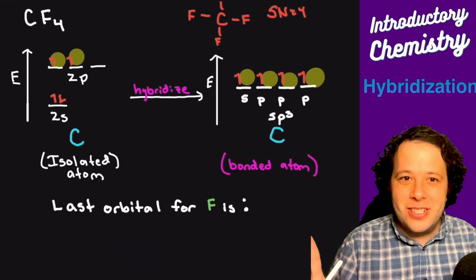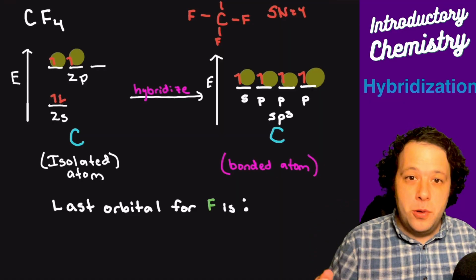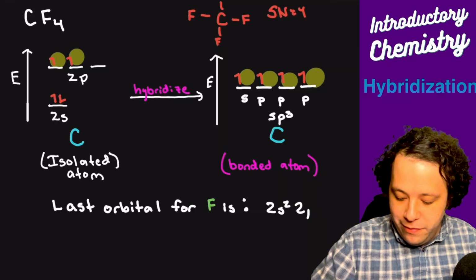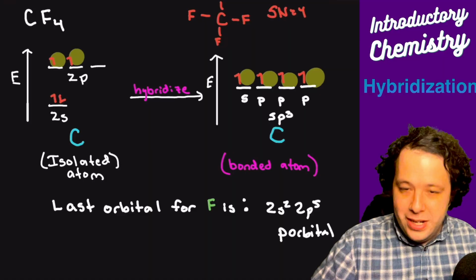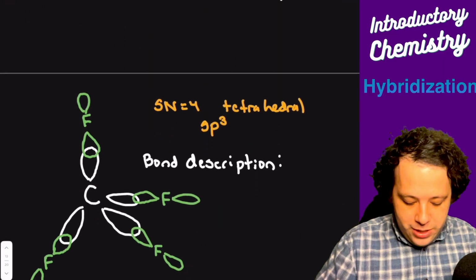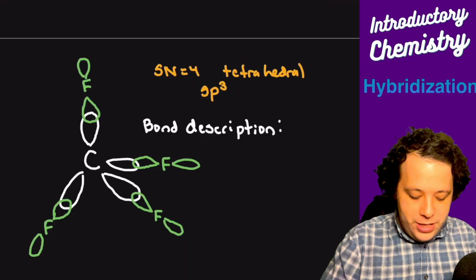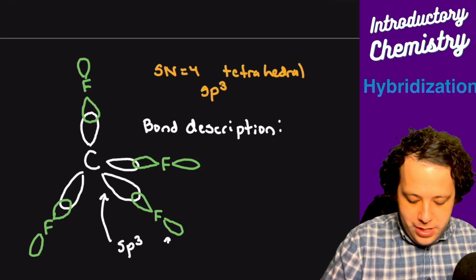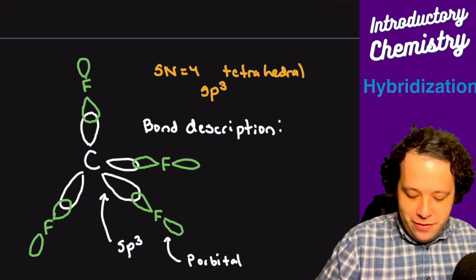All right, how do we actually write in terms of describing the bonds? You have to remember what the last orbital for F was. If you remember, it was 2s2, 2p5. So it's going to be the p orbital that this is bonding to, because we're making just a single bond to that. When you draw it, if you have to draw the orbitals, you'd have that tetrahedral geometry for carbon, so that'd be sp3. And then you're going to try to draw your best p orbitals for each of the fluorines here.